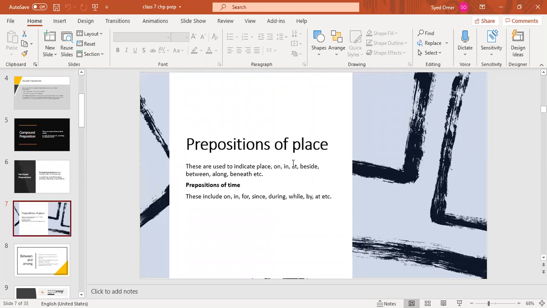Now students, all of you note down this thing: all the prepositions of place, and their differences. So when we start doing our exercises, you are not going to face a problem.